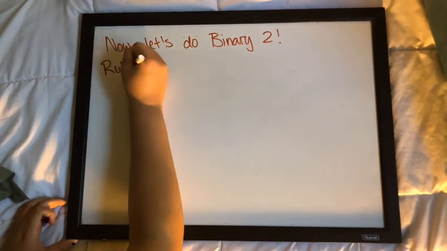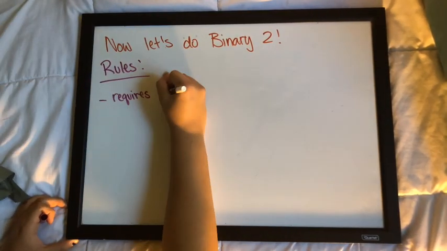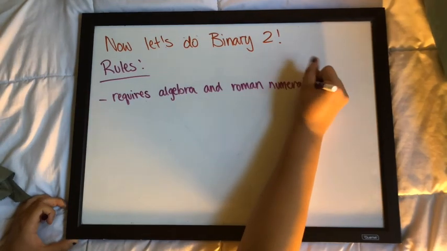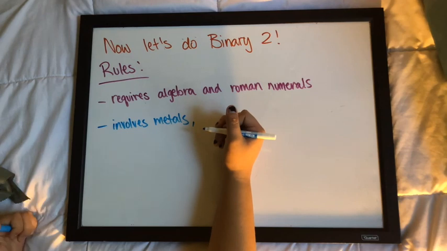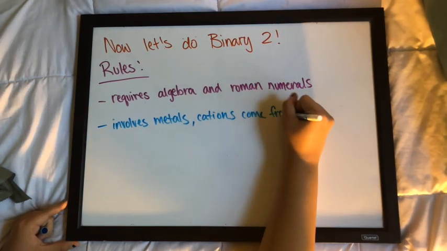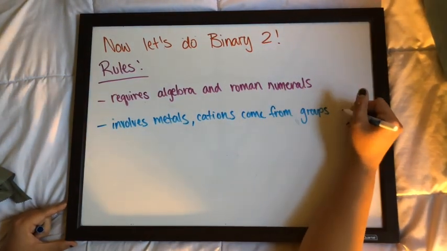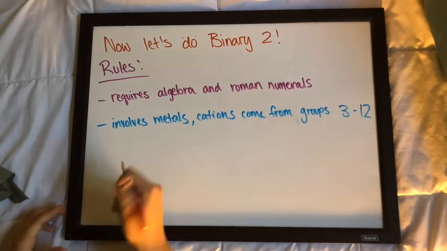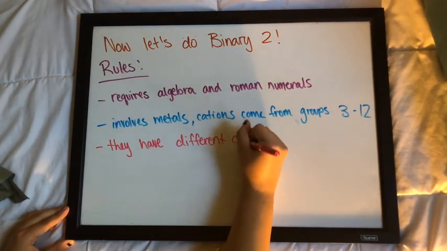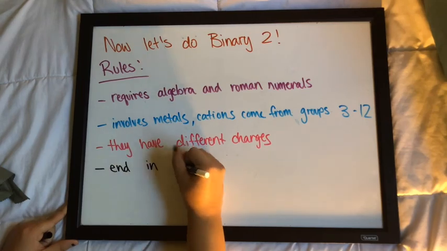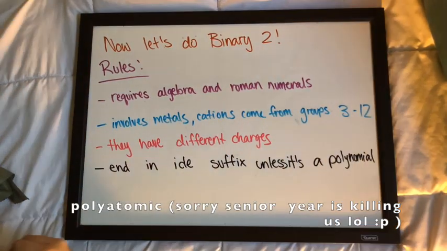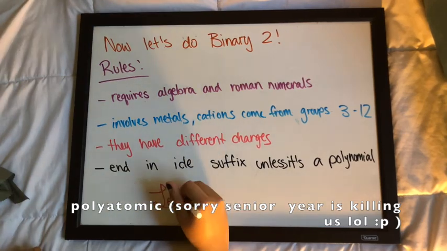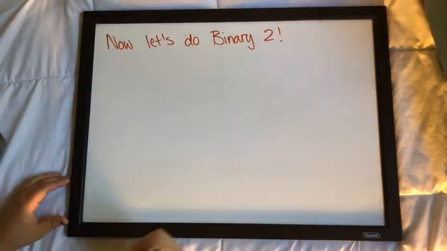So we're going to go over some rules. Binary 2 requires algebra and Roman numerals. It also involves metals, cations that come from groups 3 to 12 in the periodic table, and they have different charges. And they end in the "-ide" suffix unless it's a polyatomic. Let's practice now.